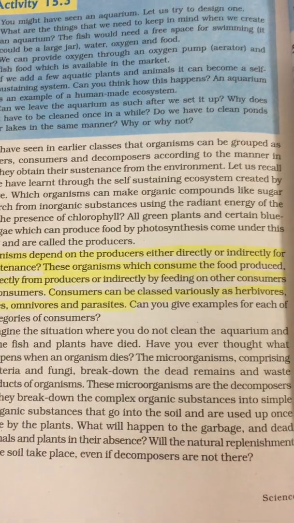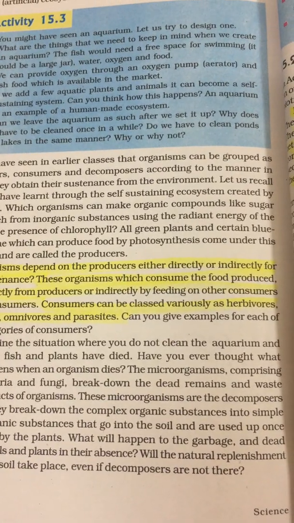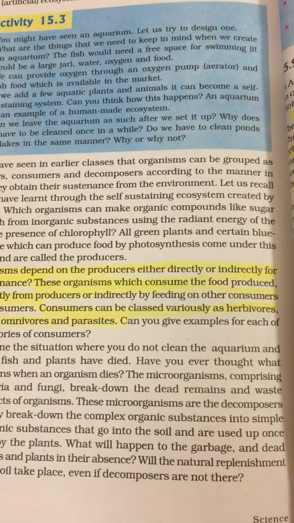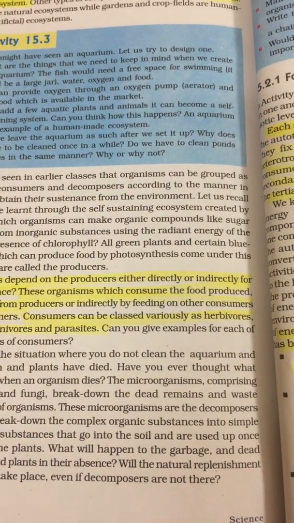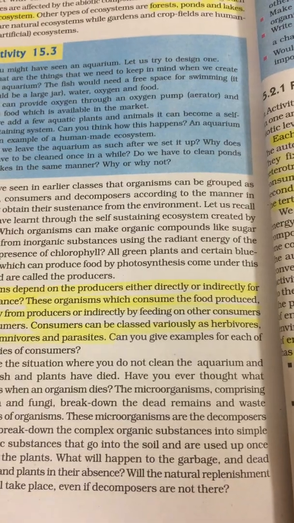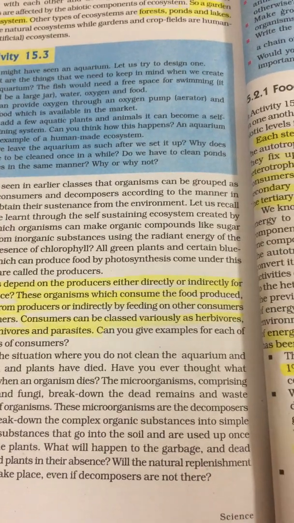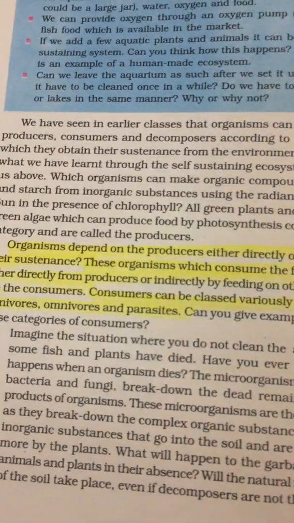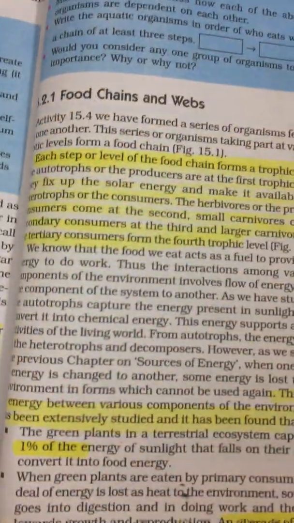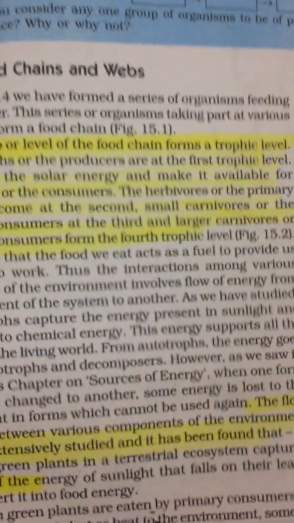Herbivores feed on the plants, so they are herbivores. Carnivores eat the herbivores, so they are carnivores. Omnivores eat the flesh as well as the plants also, so they are omnivores. From this, these definitions are important. So next is food chain and food web.